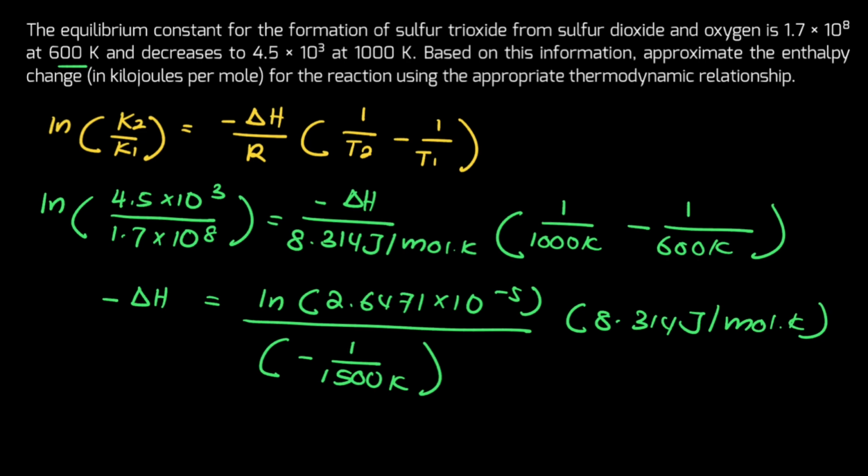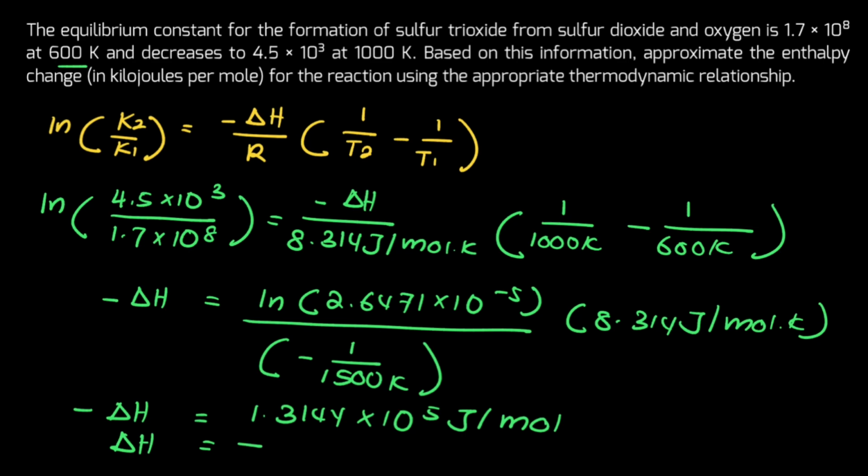You will get your delta H, because supposedly negative delta H you should get 1.3144 times 10 to the power of 5 joule per mole. But since you want just delta H, you're going to put the negative here. So negative 1.3144 times 10 to the power of 5 joule per mole. Because you want it to be in kilojoule, you need to divide by 1000.